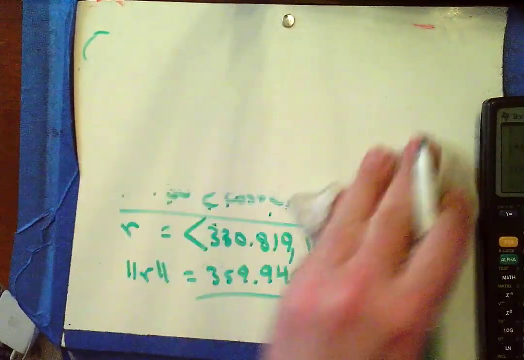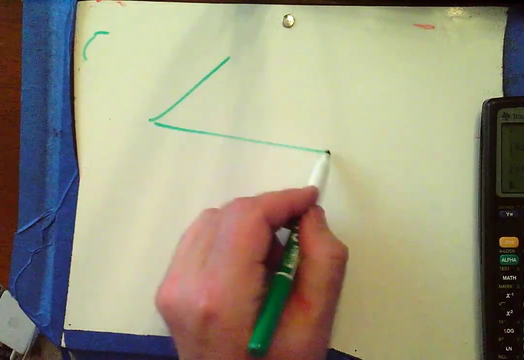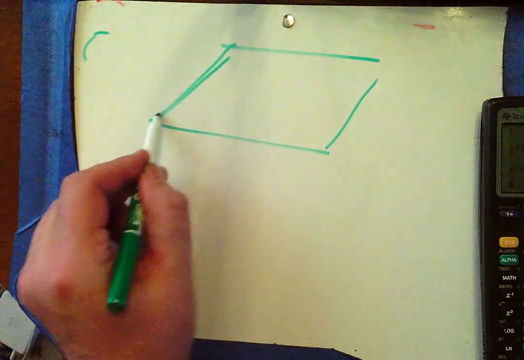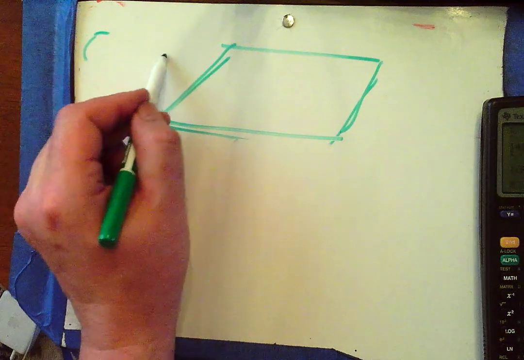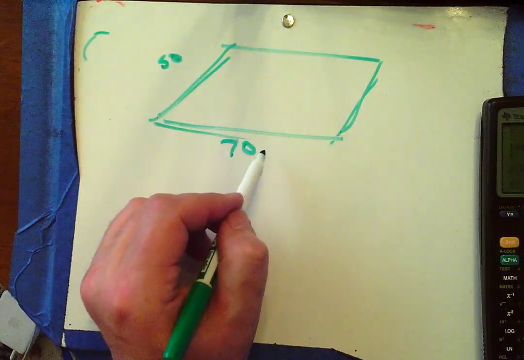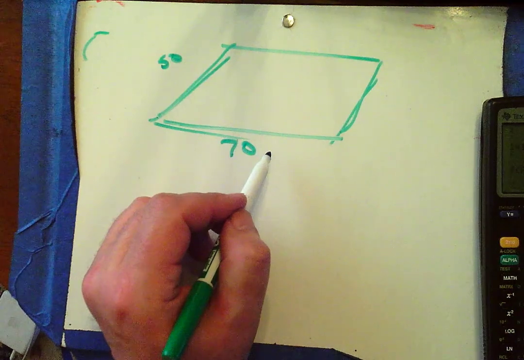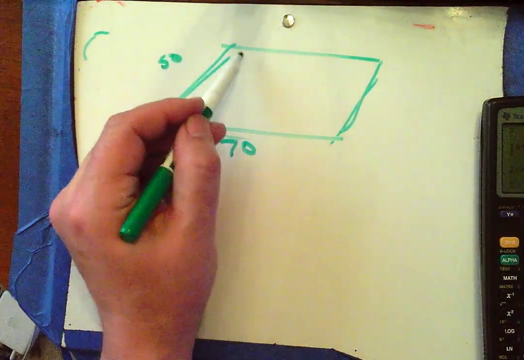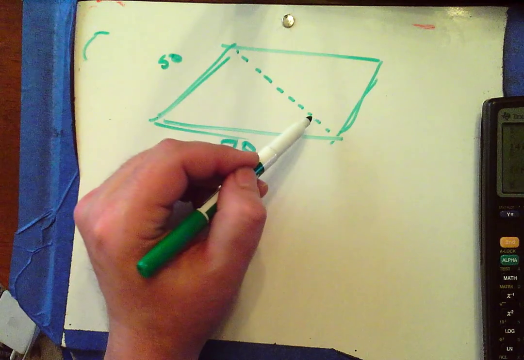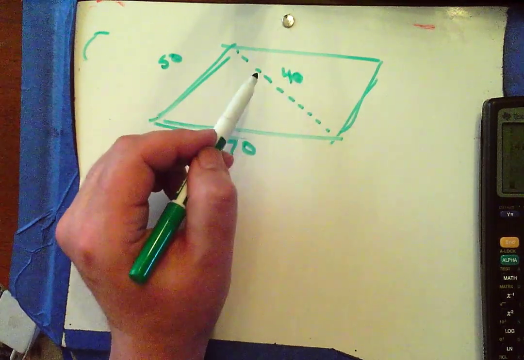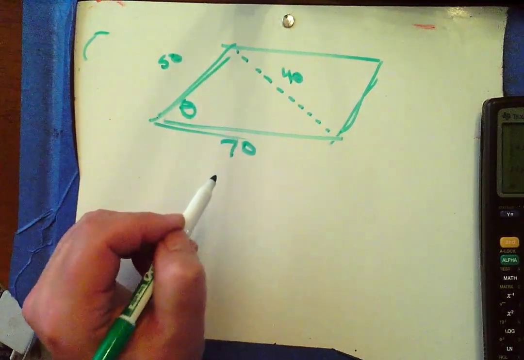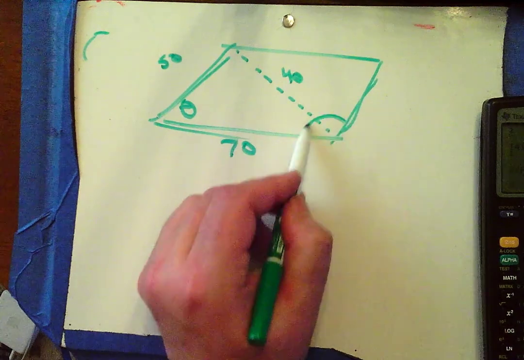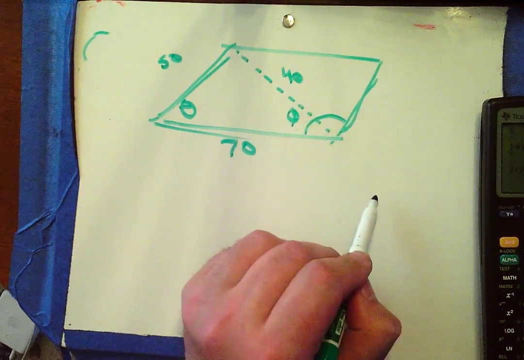21, sides of the parallelogram are 50 and 70, and the diagonal connecting those sides is 40. Find the angles of the parallelogram. Okay, so we need theta, and once we find theta, we can find phi by subtracting from 180.